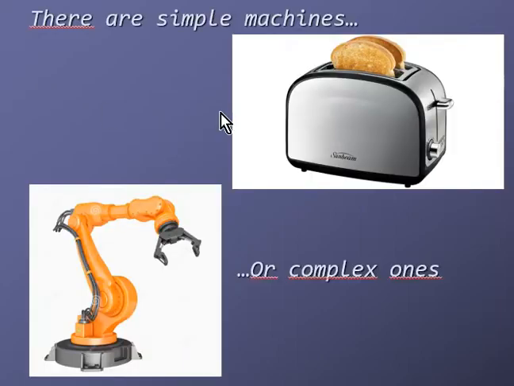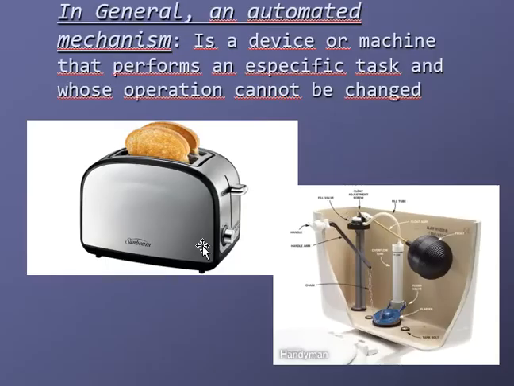Okay, in this video we're going to continue to learn something else about programming, robotics and control systems. In the previous presentation we already saw the difference between an automatic system or a simple machine, and a more complex one like a robot. We defined what an automatic mechanism is: something that performs an activity without human intervention.